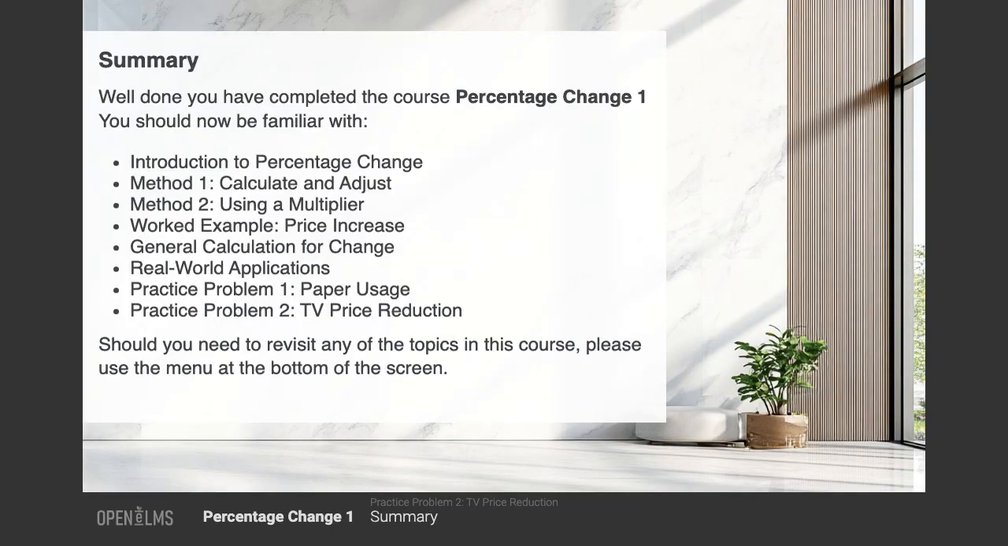Summary. Well done, you have completed the course, Percentage Change 1. You should now be familiar with Introduction to Percentage Change. Method 1. Calculate and adjust. Method 2. Using a multiplier. Worked example. Price increase. General calculation for change. Real-world applications. Practice problem 1. Paper usage. Practice problem 2. TV price reduction. Should you need to revisit any of the topics in this course, please use the menu at the bottom of the screen.